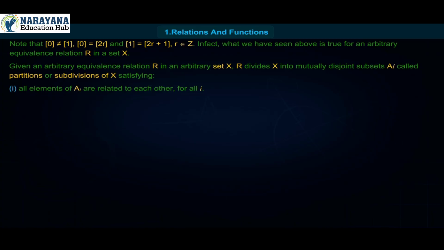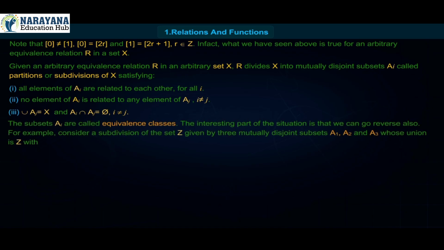All elements of Ai are related to each other for all i. Number 2. No element of Ai is related to any element of Aj, where i is not equal to j. Number 3. Union of Aj is equal to X and Ai intersection Aj is equal to phi, where i is not equal to j. The subsets Ai are called equivalence classes.